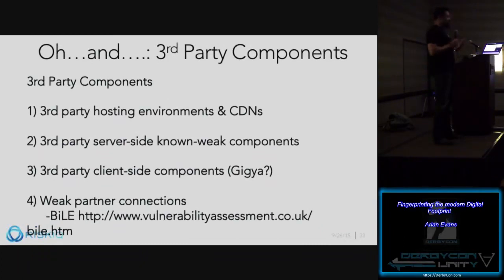And the pieces we want to inventory: all the things that we have externally hosted. We want to inventory what CDNs we're using, and what server-side components, so we can do known weak component analysis. That's always one of the top things I use to prioritize pen testing. Where are they running PHP? Do they have anything externally exposed that points to their internal network? What third-party libraries are they running? And then the last one is weak partner connections.